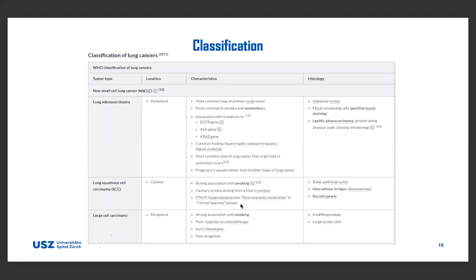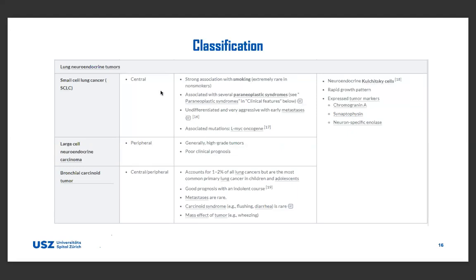They have different characteristics. For example, small cell lung cancer produces hormones. So we have a cancer that produces hormones, and that itself can lead to clinical symptoms which might be difficult to understand. That's why it's important to remember that small cell lung cancer also produces hormones, and that needs to be kept in mind.